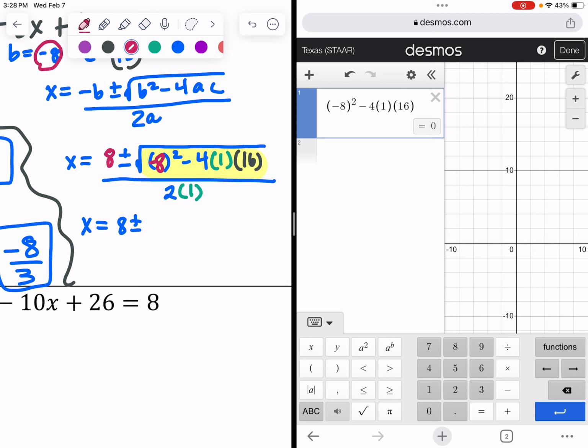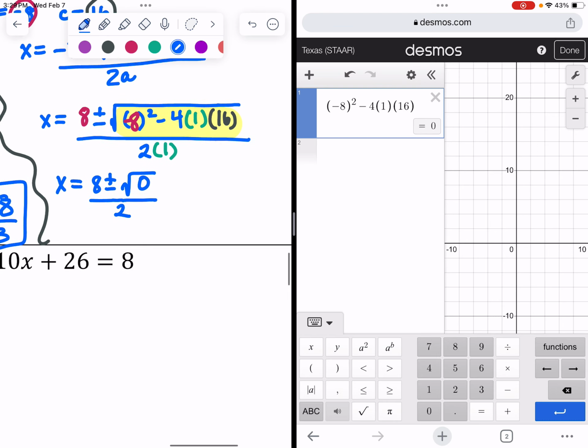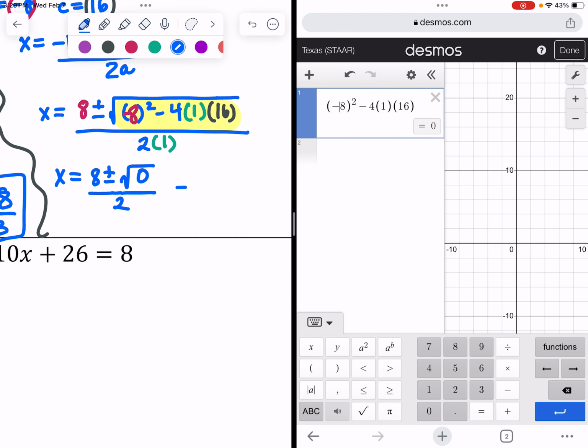And so square root of 0 all over, and 2 times 1 is 2. So when you add the square root of 0, the plus or minus 0 doesn't affect anything. The square root of 0 is just 0. So 8 over 2 is our only solution, which is 4.